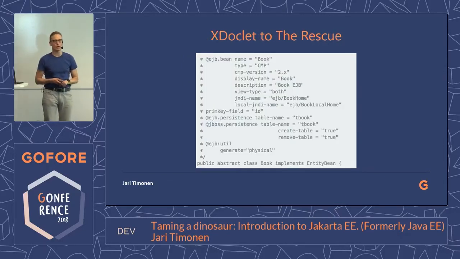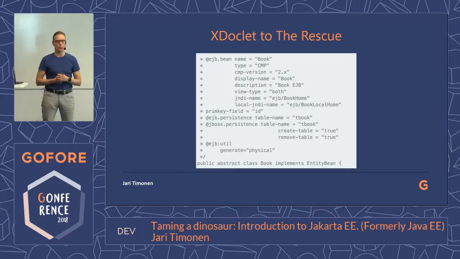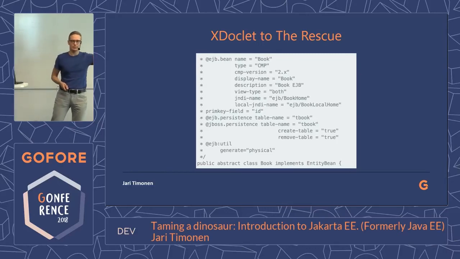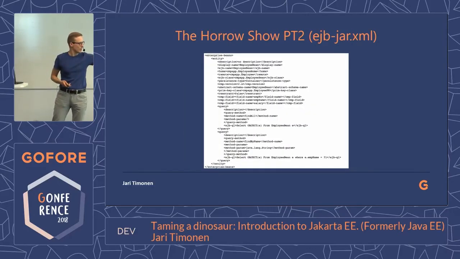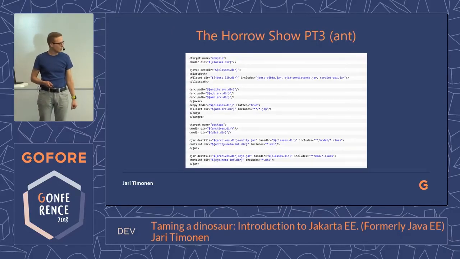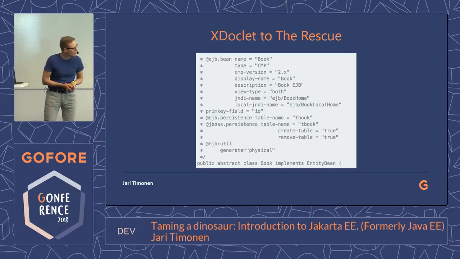Well, then came XDoclet. It was a really cool tool. This is a Javadoc comment block, which can be written above the Java code. This generated everything automatically. It generated this and this automatically. Woohoo! And then it also generated the interfaces and the classes automatically. This was excellent. This was something really cool. I loved it.